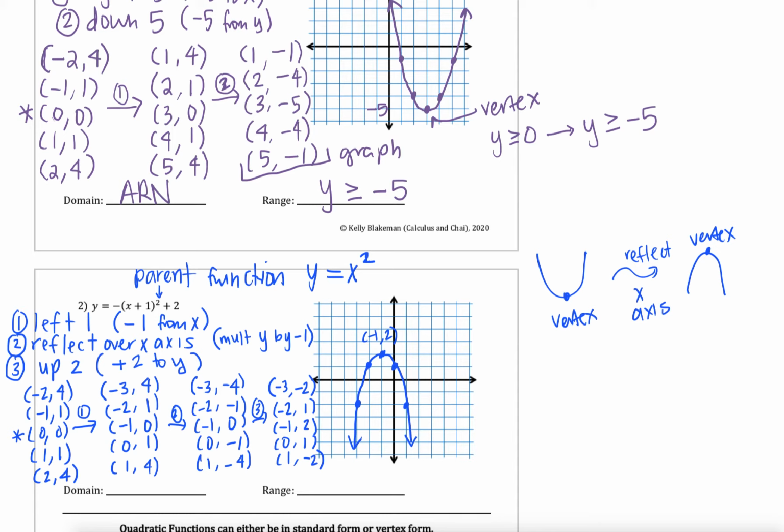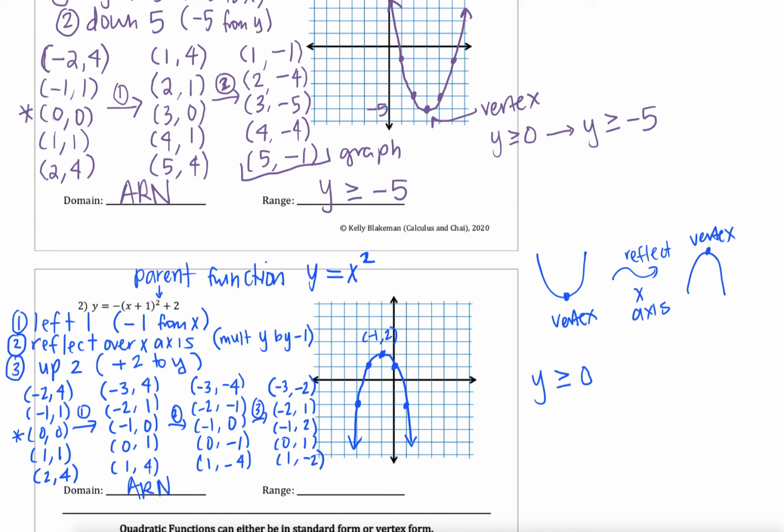Our domain for our parent function started off as all real numbers, so no matter what transformations we do, that will stay at all real numbers. Our range, however, let's think about what happened here. Our range started out being y is greater than or equal to 0. When I go left 1, that's affecting the x's, so that's not changing our range.